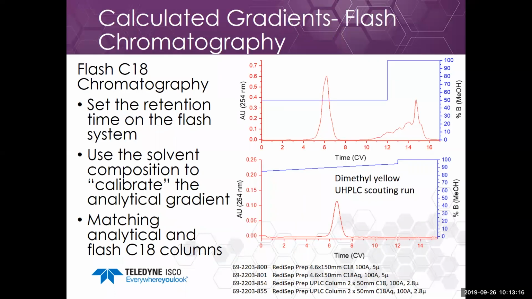So flash chromatography, it works well. I did the calibration here. Use the solvent composition to calculate the analytical gradient. We manufacture flash C18 columns. We also have analytical and UHPLC columns that match our C18 used for the flash column. And as you can see, I can then calculate a very nice gradient for the HPLC for the flash system over here, and it works rather well.